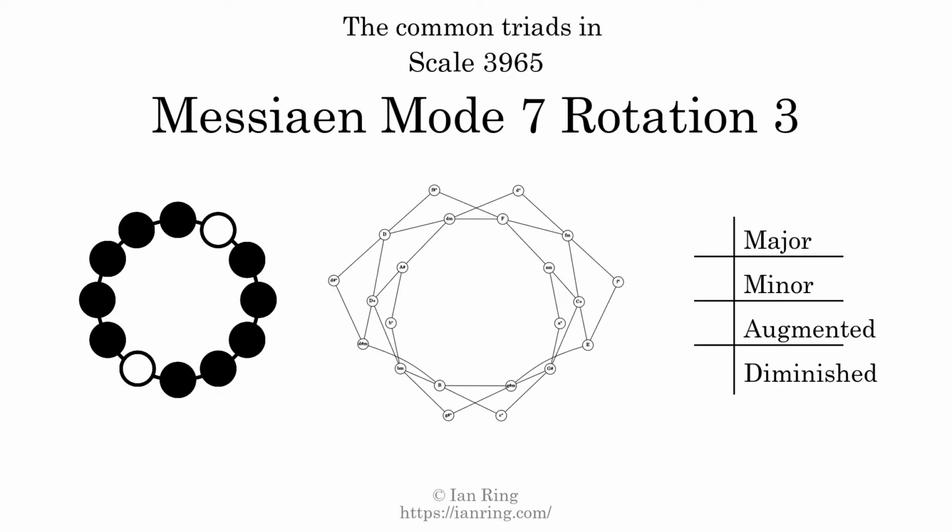111011111101. Here are the common triads present in this scale. The diagram in the center is a graph of parsimonious voice leading between triads. There are 6 major triads. There are 6 minor triads. There are 2 augmented triads. There are 8 diminished triads.